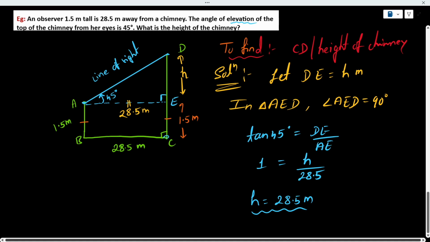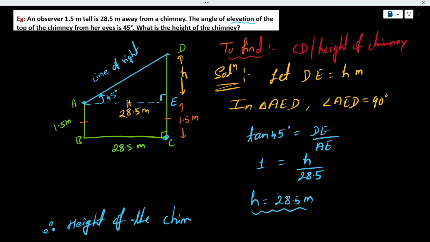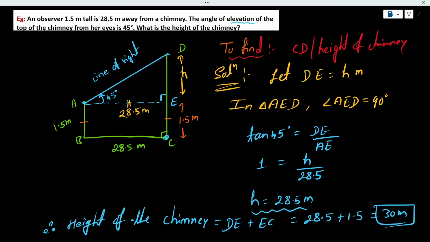Now, once you get this, the chimney's height won't be just DE. It is going to be from the ground level. So what is going to be there? The height of the chimney is DE plus EC, which is nothing but 28.5 plus 1.5. So the total height of the chimney is going to be 30 meters.